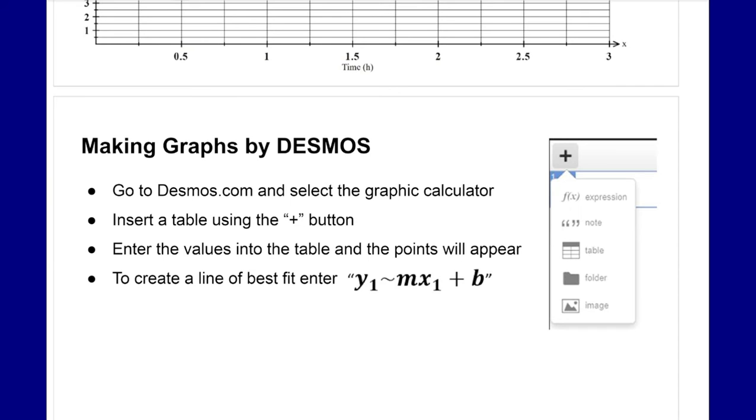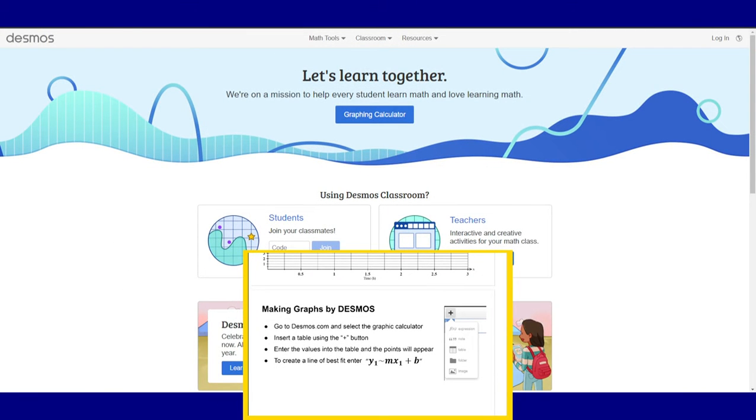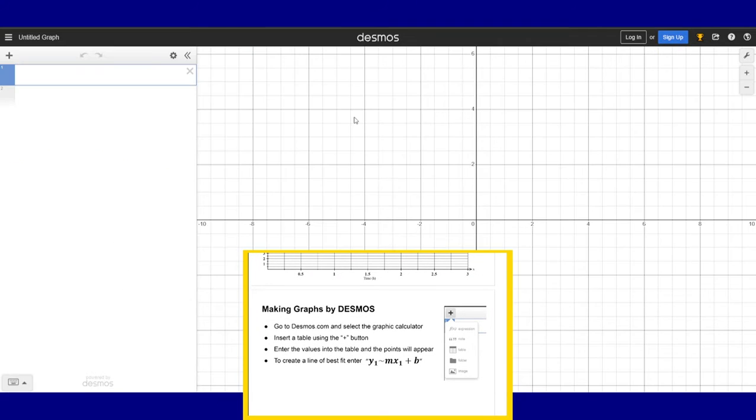So if we want to do it in Desmos, we can go to desmos.com and select the graphing calculator. I'll bring it up here. We're given the option to enter an equation, or if we click this little plus button, we can insert a table. From here, we can insert all of our values, plugging in our points. I'm just going to pause the video so that we can jump ahead.